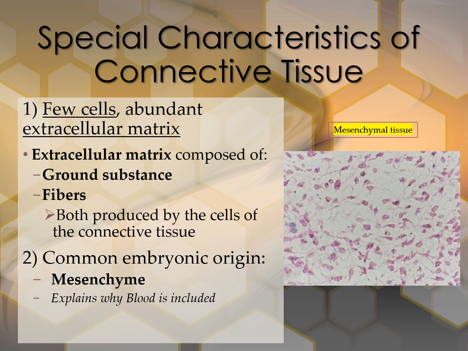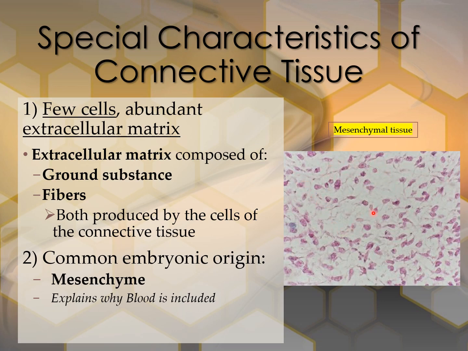They all have a common embryonic origin. So they all come from mesenchyme. Okay, so it's an embryonic tissue. And that's why we include blood in this category, because blood comes from mesenchyme. Okay, and this picture is of mesenchymal tissue.